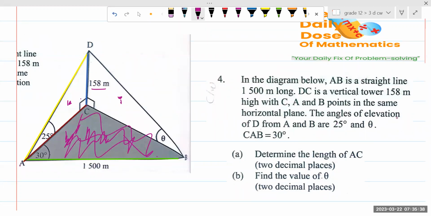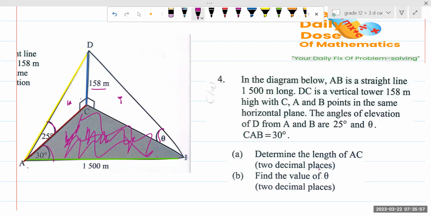And then they say we are going to form angles of elevation. So we have 25, just go to an angle of elevation. We also have the angle theta, which is also going to be an angle of elevation. And then they went on to say that we have another angle, which is angle CAB. CAB, they say this angle here is going to be equal to 30 degrees.